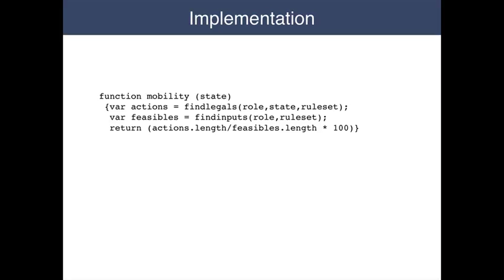A simple implementation of the mobility heuristic is shown here. The method simply computes the number of actions that are legal in the given state and returns as value the percentage of all possible actions represented by this set of legal actions. That's all possible actions in all states.